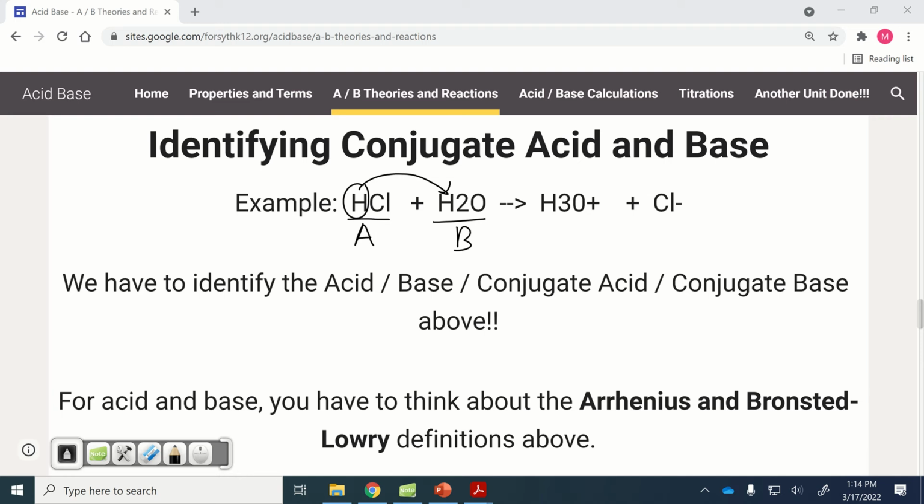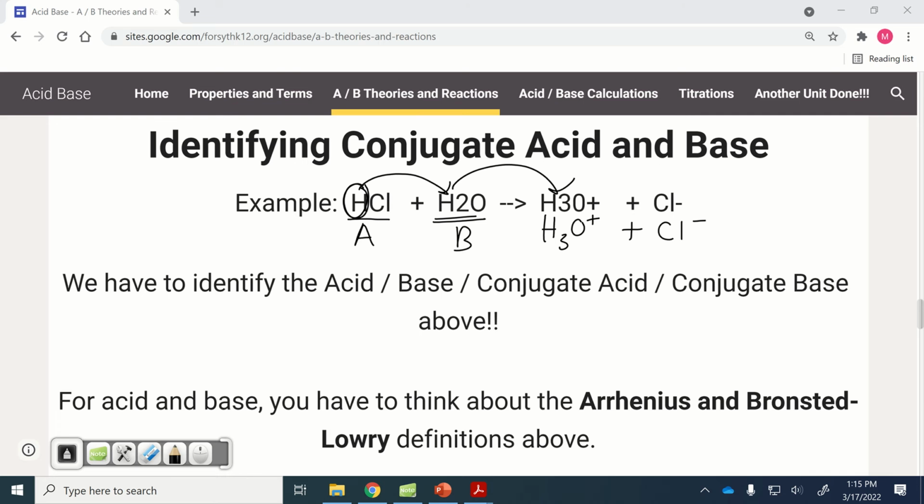I've already identified now the acid and base, and they're always on the left side of the equation. It doesn't have to be acid first, base second. It could be base, acid. That's fine. H2O plus HCl. But because it donates this H, that means H2O now has 3 hydrogens. So we get H3O plus. And then the chlorine is left by itself as a chloride ion.